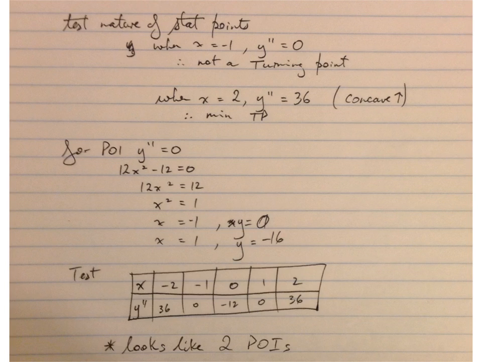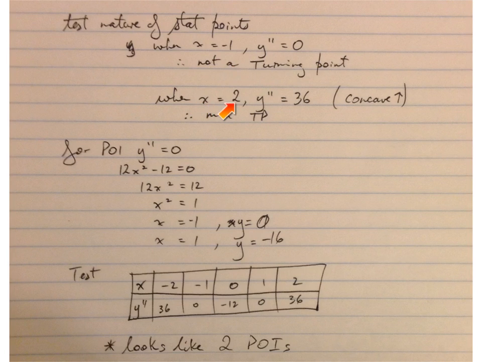I'll begin by testing, first of all, the nature of the stationary points and then the point of inflection. Now, this is an interesting one. When x equals 1, the second derivative is equal to 0. Now, when you've got a second derivative, you're expecting it to be positive, which is concave up, or negative, which is concave down. This one is 0, which means it is not a turning point. Okay, we'll come back to this in a second, but if it's neither positive nor negative, it is not a turning point. It's a stationary point, not a turning point.